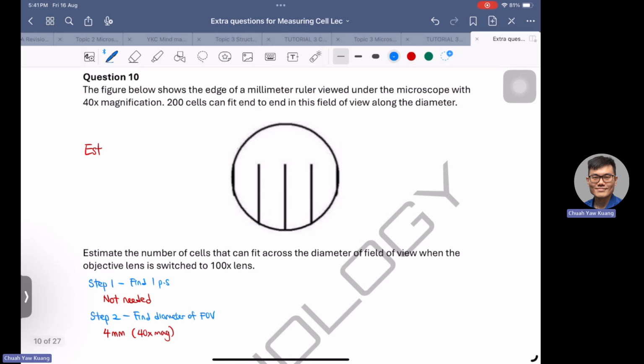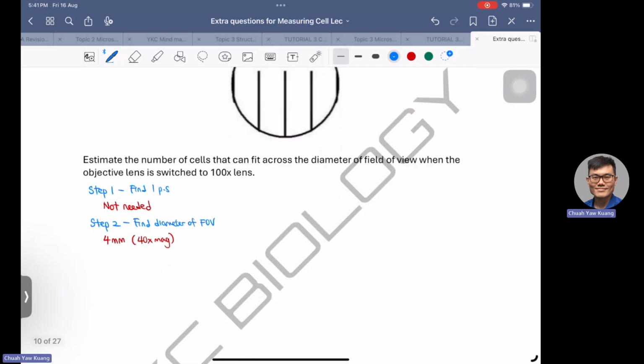As for now, we proceed to step number 3 first, which is to find the actual size of the cell. So that would be step number 3. We continue with that first. Step number 3, we will find the actual size of the cell.